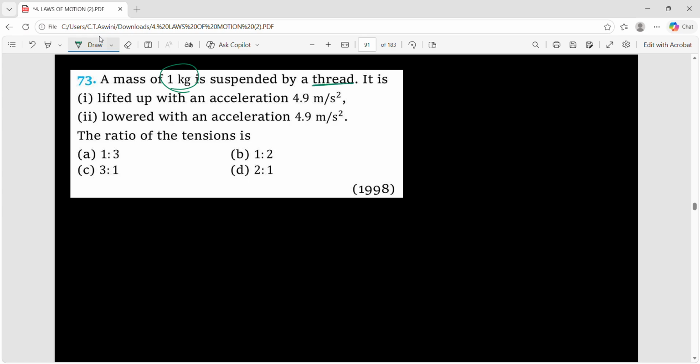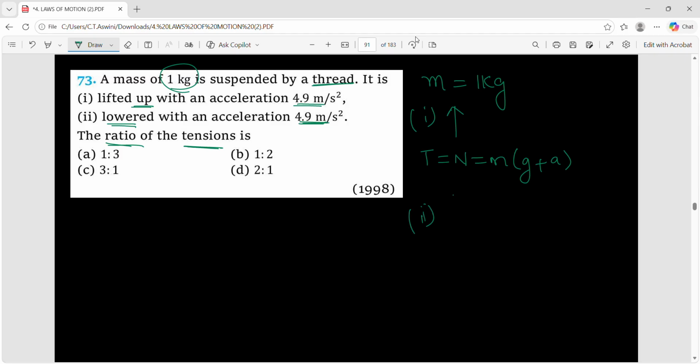Next, a mass of 1 kg is suspended by a thread. It is lifted up in the first case with the acceleration 4.9. It is lowered in the second case with the same acceleration 4.9. What we need to find? We need to find the ratio of the tensions. So tension, normal reaction all mean the same. As I said earlier, mass is 1 kg. So when the lift is moving up in the first case, what will be the tension? What will be the normal reaction? It is m of g plus a. In the second case, when the lift is moving downward, what is the tension? What is the normal reaction? It is m of g minus a.